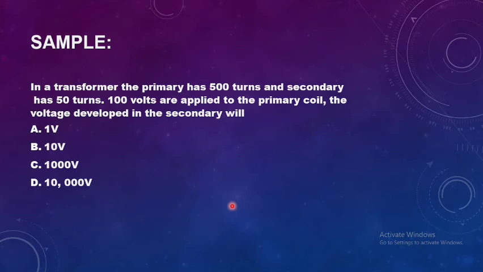In the transformer, the primary has 500 turns and the secondary has 50 turns. So 100 volts are applied to the primary coil and the voltage developed in the secondary will be: A, 1 volt, B, 10 volts, C, 1000 volts, D, 10,000 volts. So what's your answer?